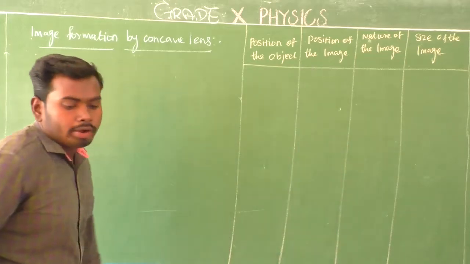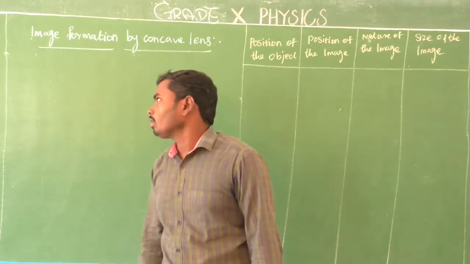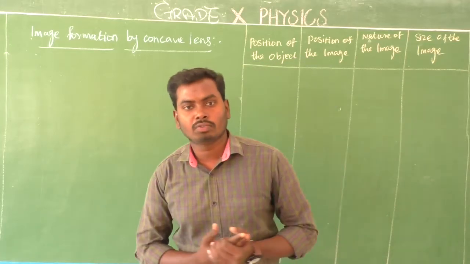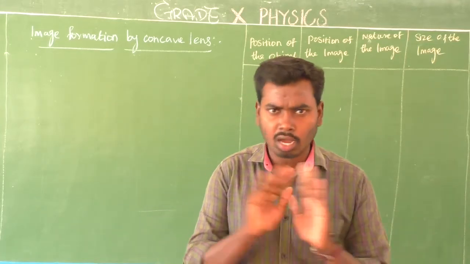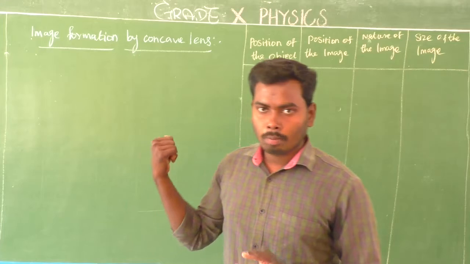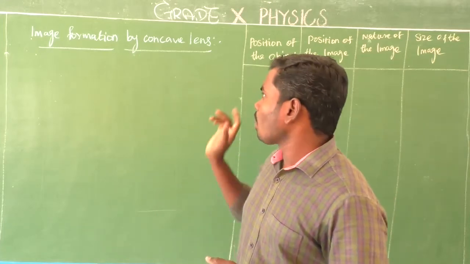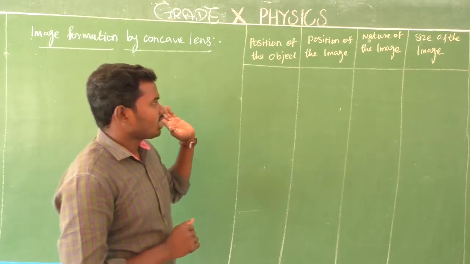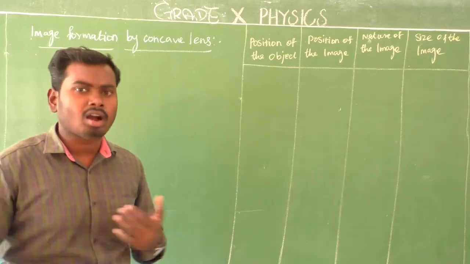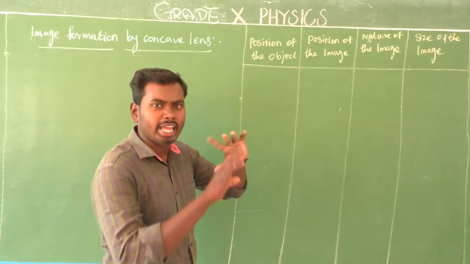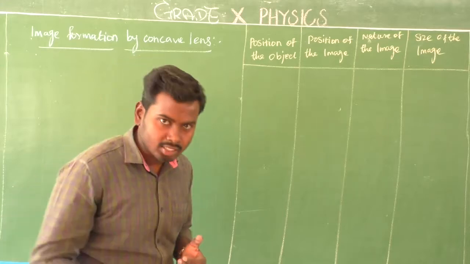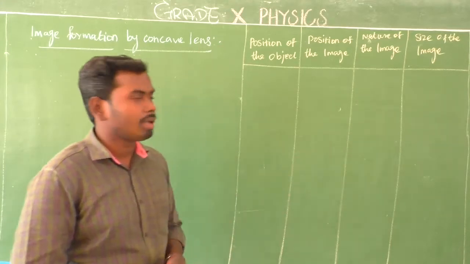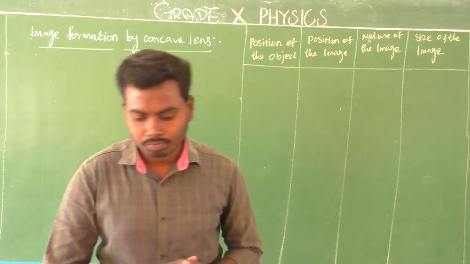Yes. What we are going to see now? Now we are going to see the image formation by concave lens. So already we have seen the image formation by convex lens. Convex lens completed, fully completed. But in this session we are going to start image formation by concave lens. Is it clear? To understand the concept, I am going to make a tabular column to enlist the position of the object, position of the image, size of the image, and nature of the image, like that. Is it clear? Yes.